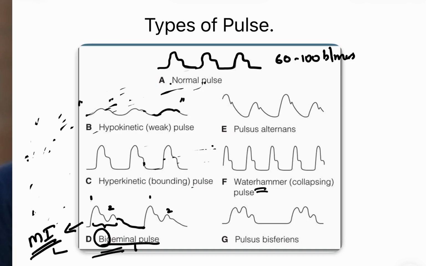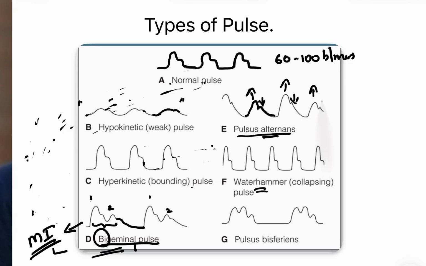And next we are going to pulsus alternans. Pulsus alternans is a pattern of one strong and then one weak pulse. Alternans means alternating: one strong pulse and a weak pulse, and again a strong pulse and a weak pulse. This is pulsus alternans, most commonly seen in left ventricular failure, heart block, or digitalis toxicity.